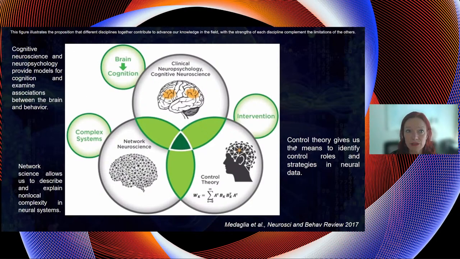This figure illustrates the proposition that different disciplines would contribute to advance our knowledge in the field, with the strength and limitation of each compensating the limitation of the others. You have, for example, cognitive neuroscience and neuropsychology that provide models for cognition and examine the association between brain and behavior. Network neuroscience allows us to describe and explain non-local complexity in neural systems. And control theory gives us the means to identify control roles and strategies in neural data. I will discuss briefly the reserve concept as assessed by those three disciplines, but for the last one, I will mainly talk about intervention.